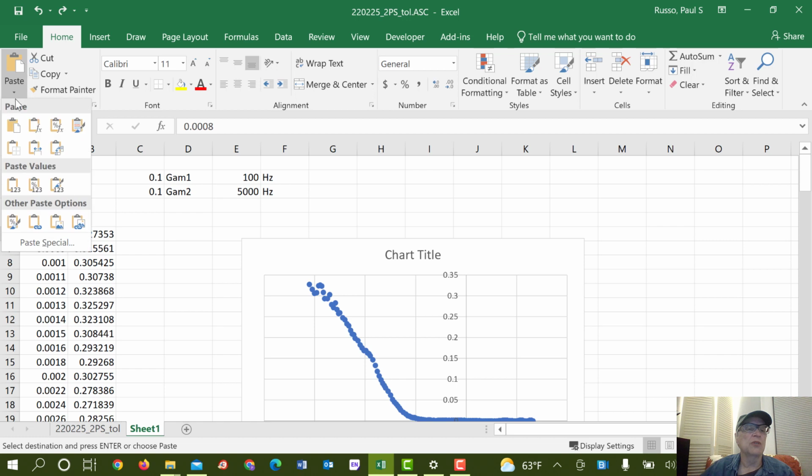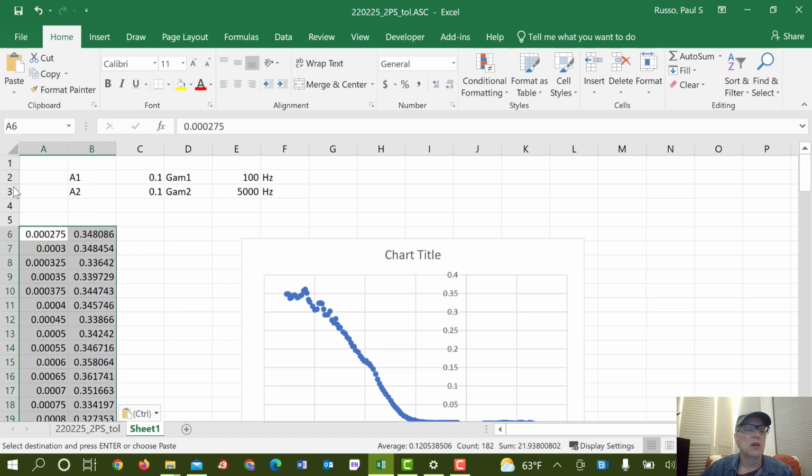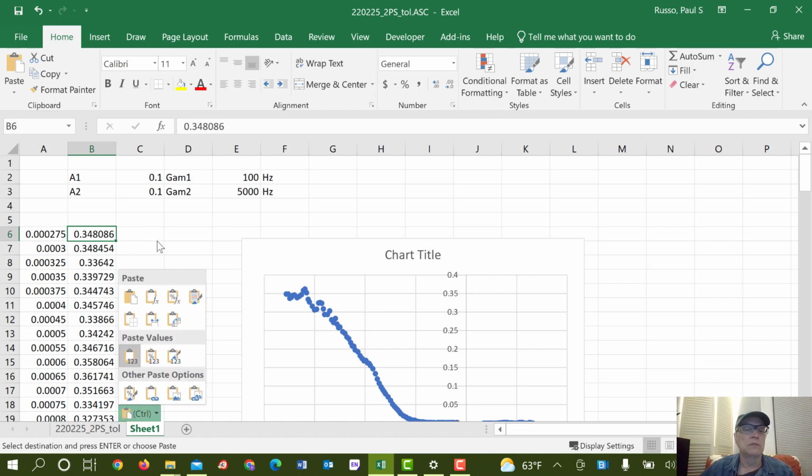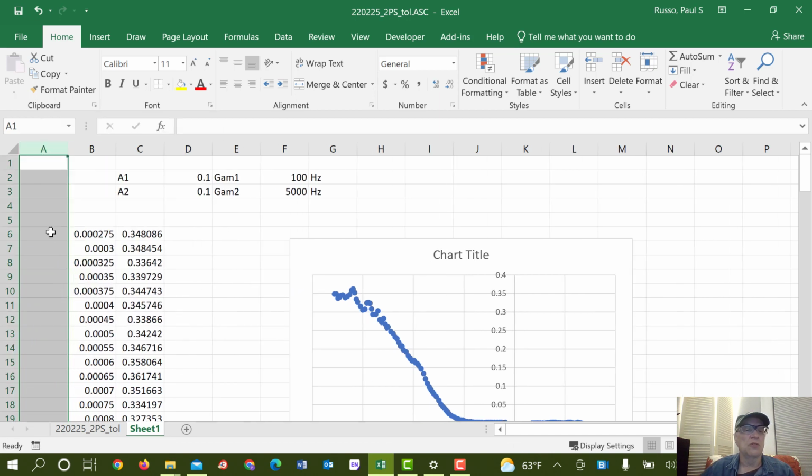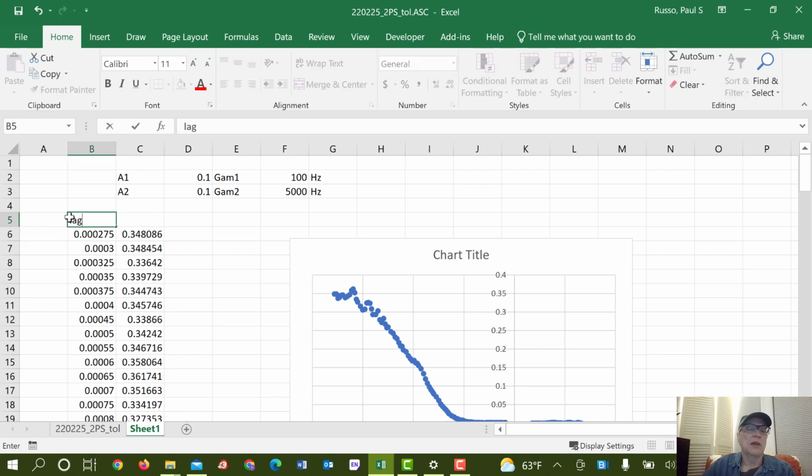Let's paste those values again. I don't see why that would have caused the trouble. There we go. Let's insert this way. This should be lag time, milliseconds, give it a header. Lag time, seconds. So I'm going to put it to the left this time. So this is going to be equal to this divided by 1,000.